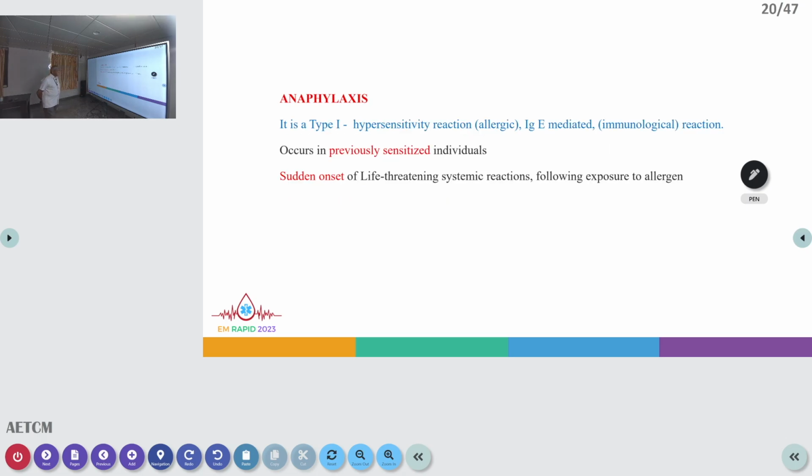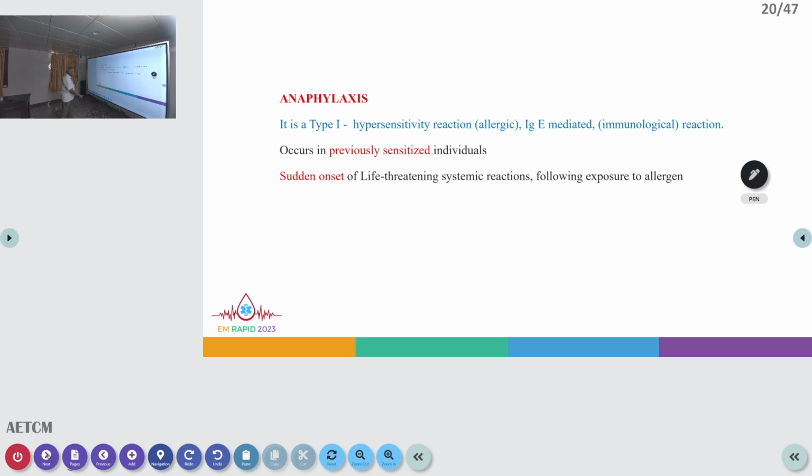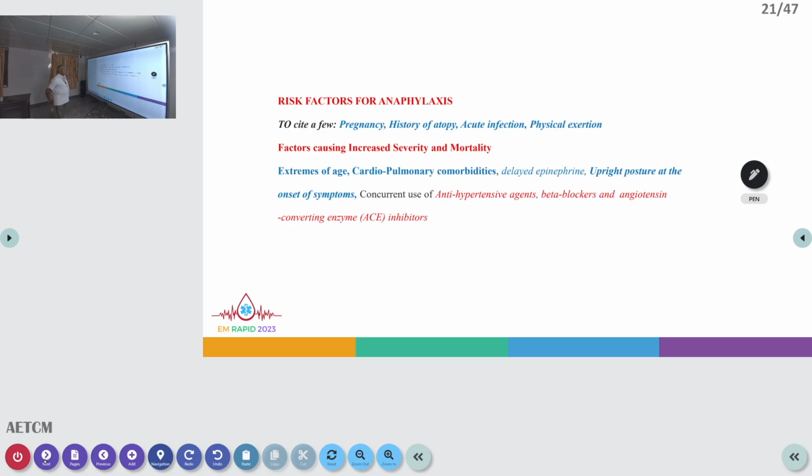Anaphylaxis is a type 1 hypersensitivity reaction, in previously sensitized individuals, with sudden onset of life-threatening systemic reactions following exposure to an allergen. Risk factors for anaphylaxis: pregnancy, history of atopy, acute infection, or even physical or psychological exertion may cause anaphylactic reactions.